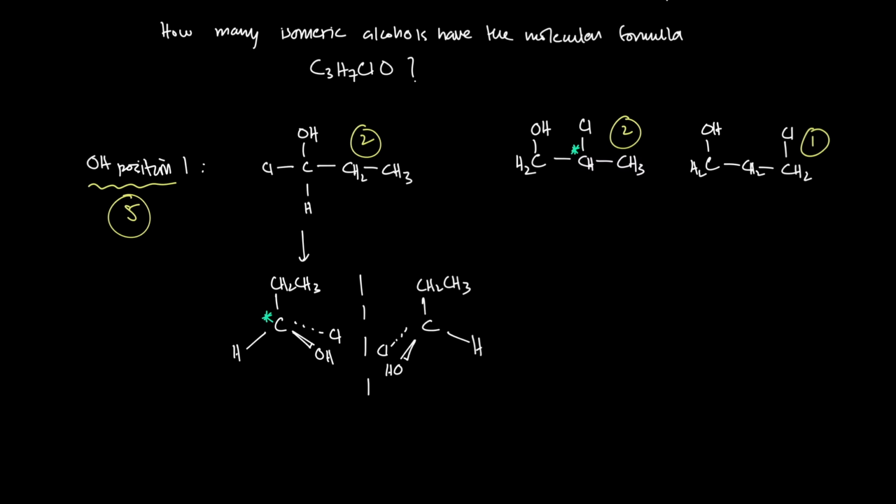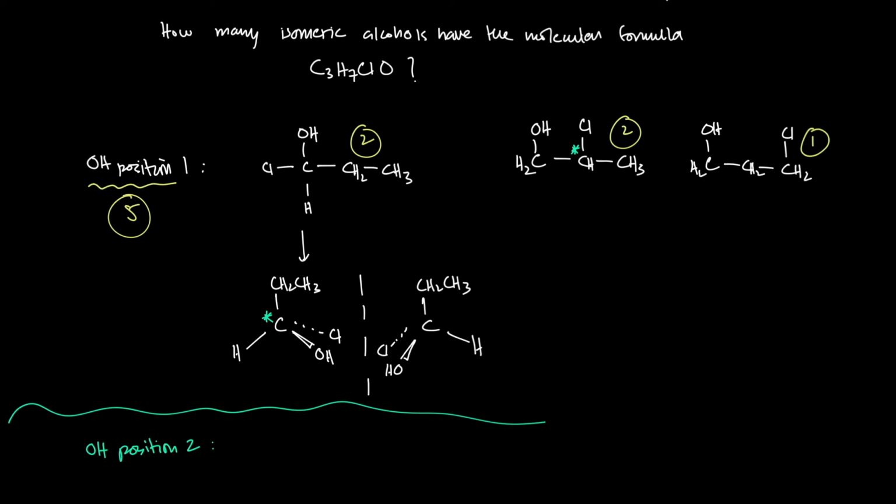Alright, so here we had OH in position 1. What if we had OH in position 2? Okay, so let me just draw sort of a line here. What if you had the OH in position 2? Obviously, OH can't go to position number 3, because that will just become position 1. Okay, so OH in position 1 or OH in position 2.